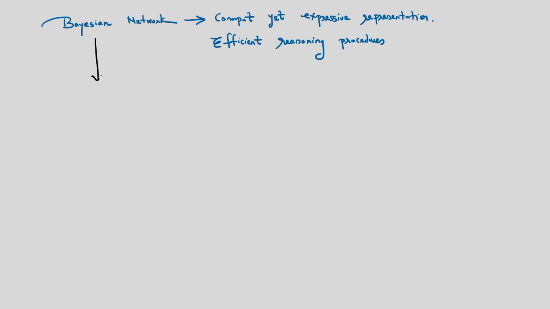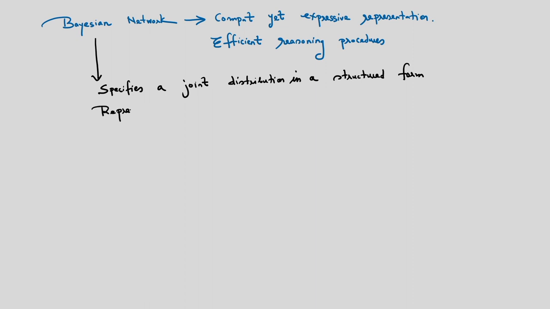So this Bayesian network specifies a joint distribution in a structured form. That I will explain. And it also represents dependence and independence via a directed graph. So this represents dependence and independence via a directed graph.